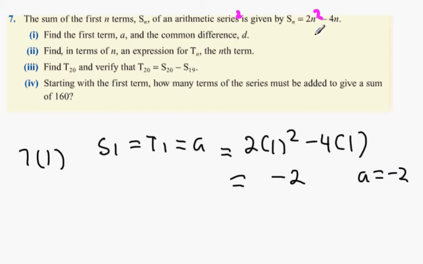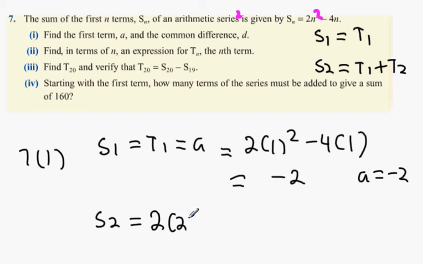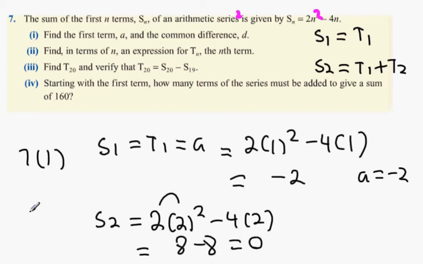Once again, we're going to use S1 and S2, because the only difference between S1 and S2 is the fact that S2 has T2 added onto it. They both have T1, but S2 has T2 added onto it. So now we're going to find out what S2 is. Okay, and we're still on part 1. S2 is basically replace all n's with 2. 2(2 squared) minus 4(2). Remember you have to square it before you multiply. You can just do it in the calculator. It'll be 8 minus 8, which is 0. Okay?